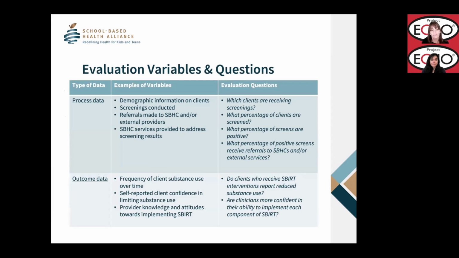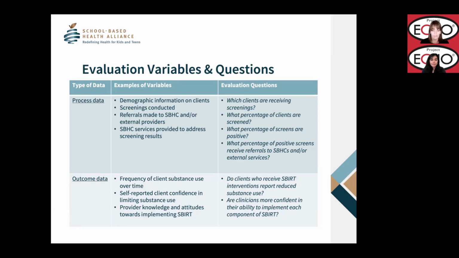So we put this table together just to demonstrate some examples of variables one might collect, both process data and outcome data. Process data is the most easy to collect. The most obvious indicators would be demographics of the client served, how many and what type of screenings you're conducting, if you're providing referrals, and then of those referrals, how many result in services being provided. Outcome data is a little bit more challenging, but of course very important to have.